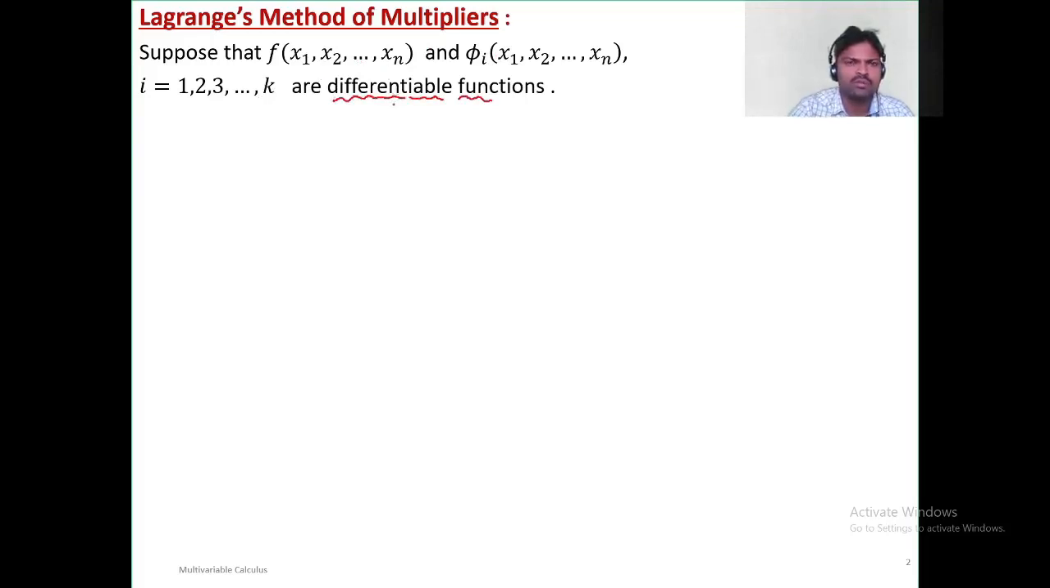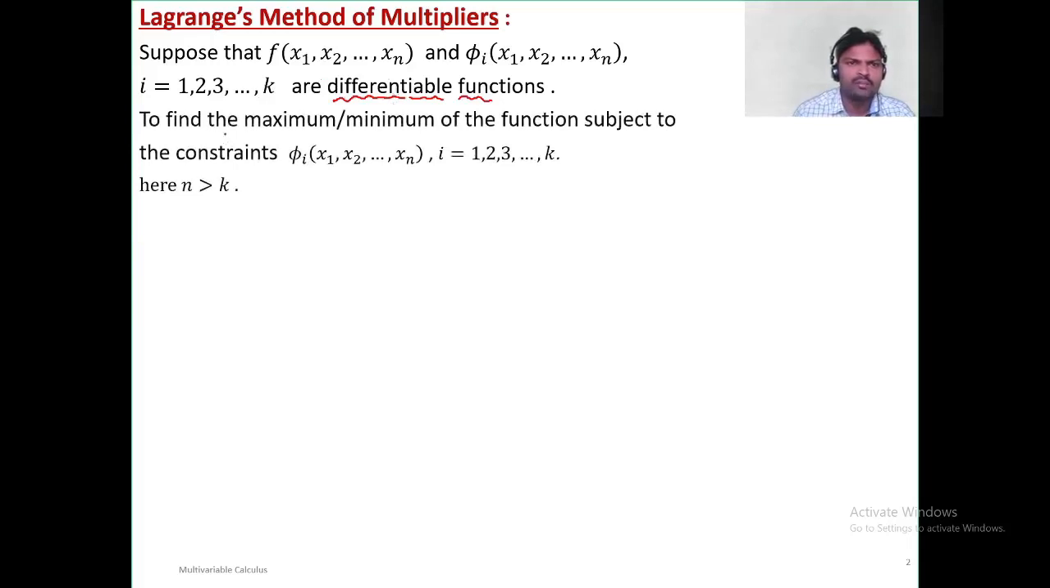So this is the first requirement, to find the maxima or minima of the function f subject to the constraints phi i of x1 to xn, where i is running from 1, 2, 3 up to k, where this n is more than k. The number of variables must be more than k.